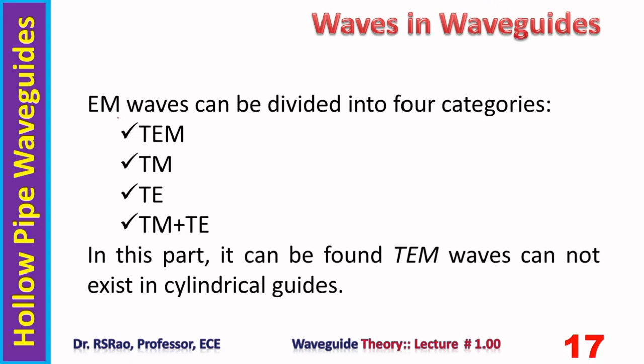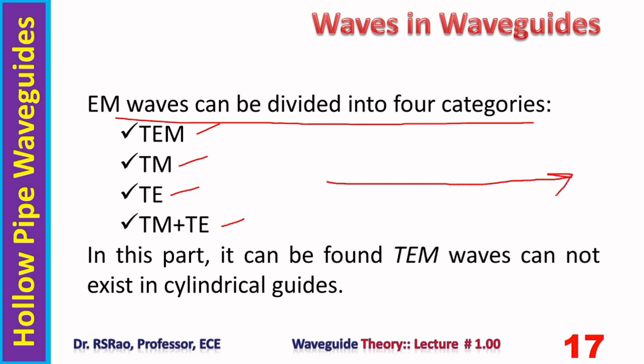EM waves, as already mentioned, can be divided into 4 categories. TEM, transverse electromagnetic wave, TM, TE, TM plus TE. In this part, it can be found TEM waves cannot exist in cylindrical guides. So, we don't discuss much about TEM waves. To have an understanding, TEM means electric vector is entirely perpendicular, magnetic vector also entirely perpendicular. Both are entirely transverse. Then that is TEM.